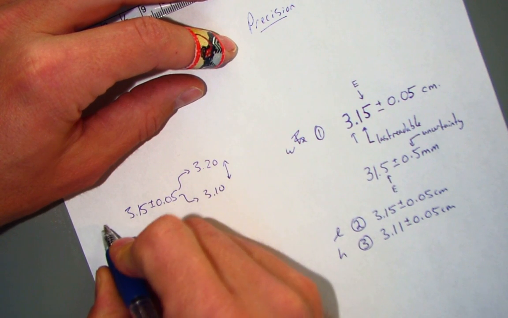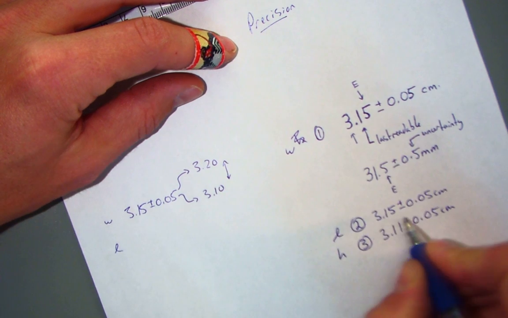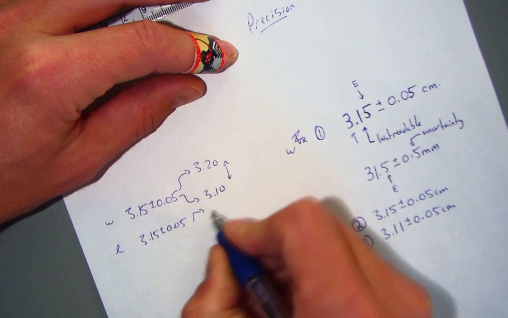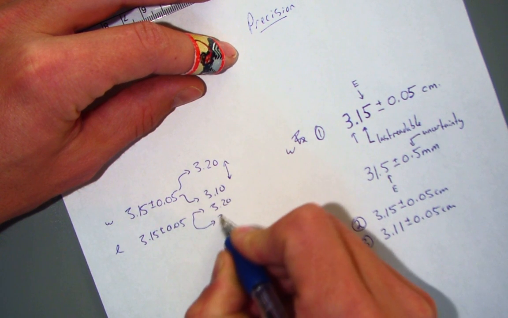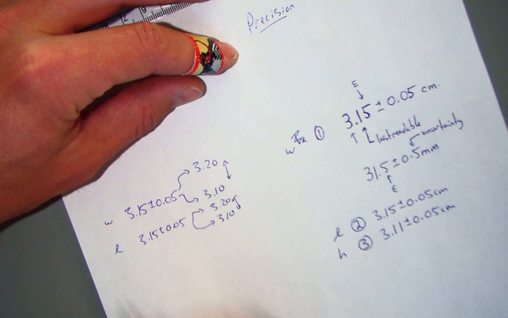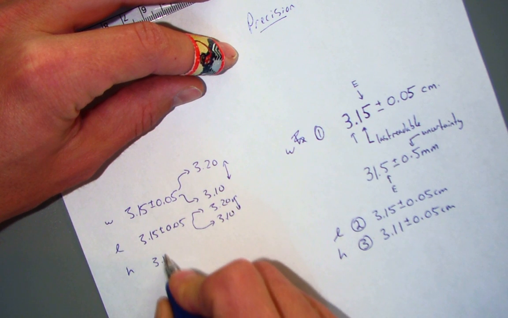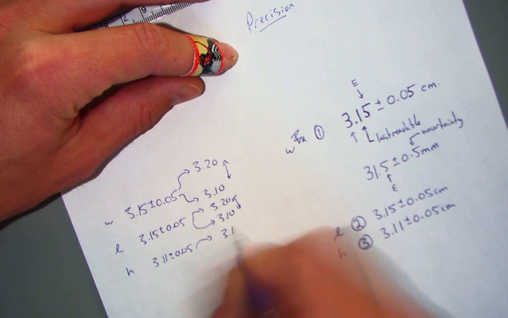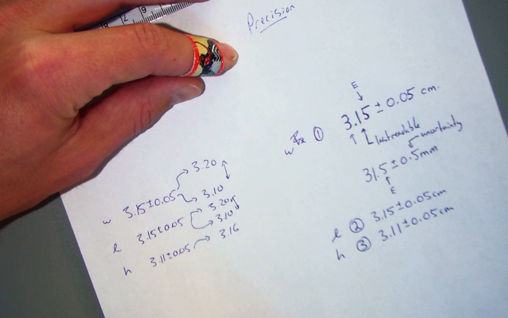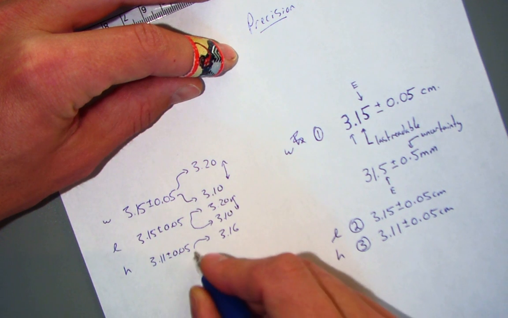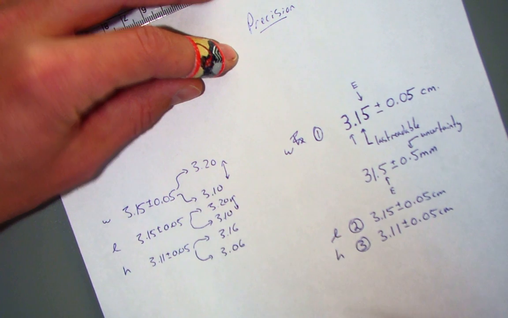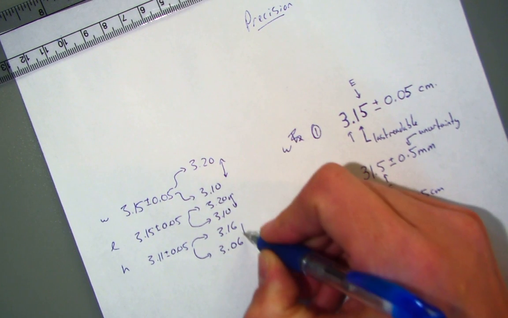So that was width, and kind of the same thing for length. So we got the same values. On the high side, 3.20, on the low side, 3.10, somewhere in that range. And for height, this one's slightly different, 3.16, and 3.06. Okay, so there's the possible ranges of values.